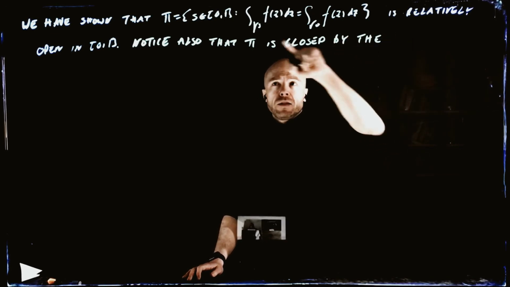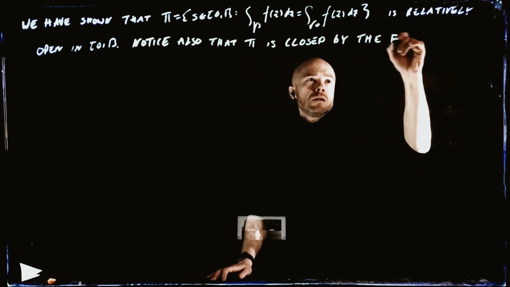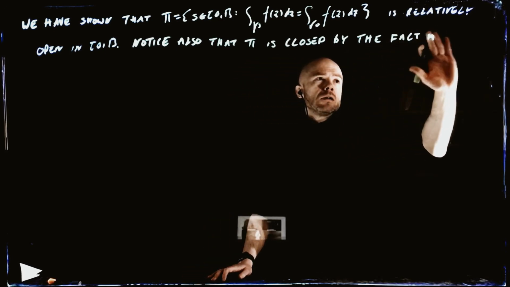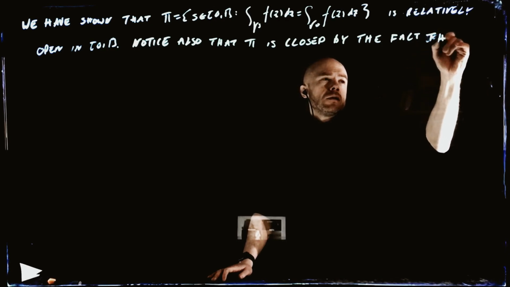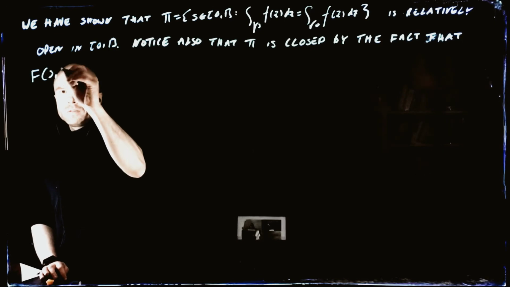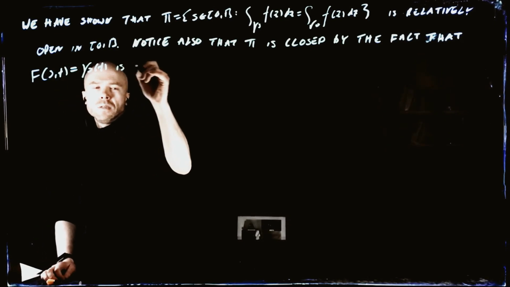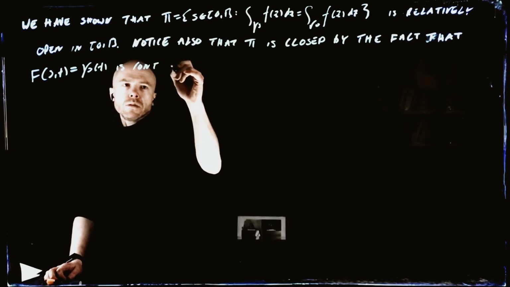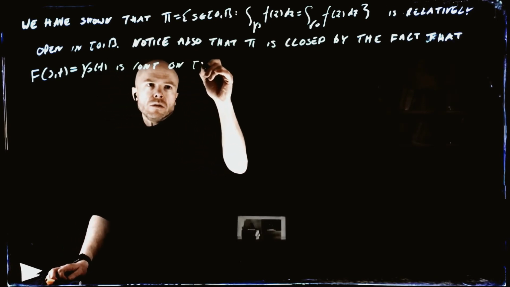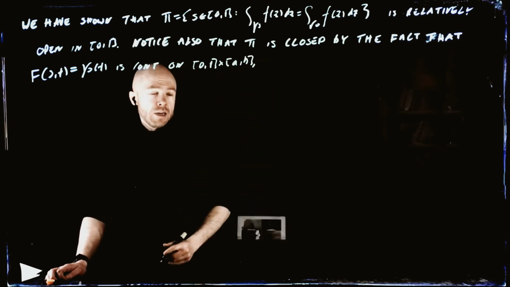So by the fact that this mapping f of gamma of s of t is continuous, and f is holomorphic.